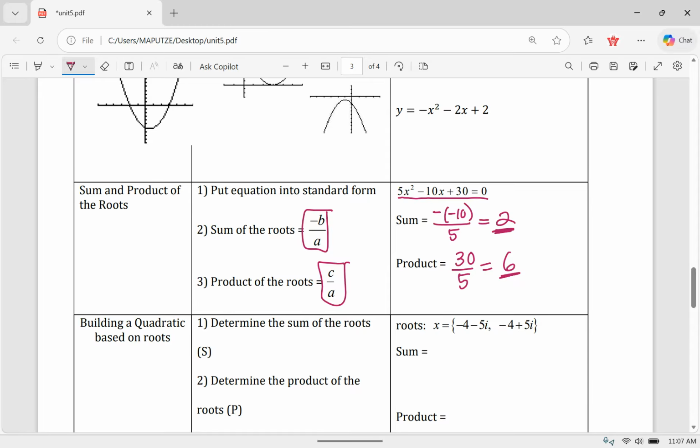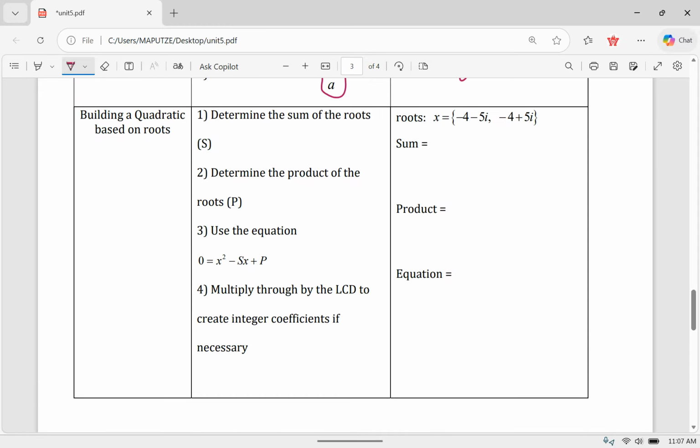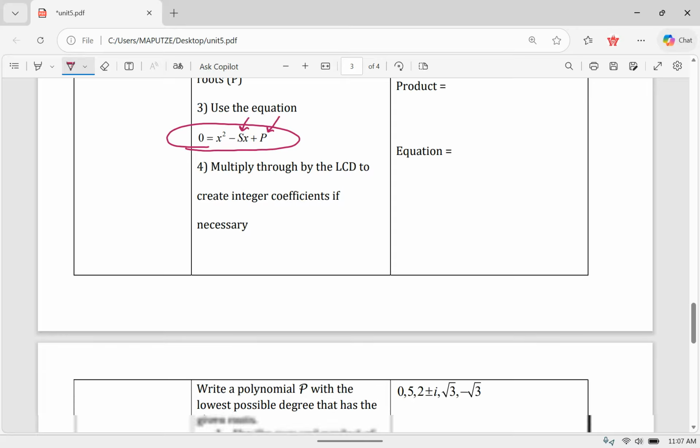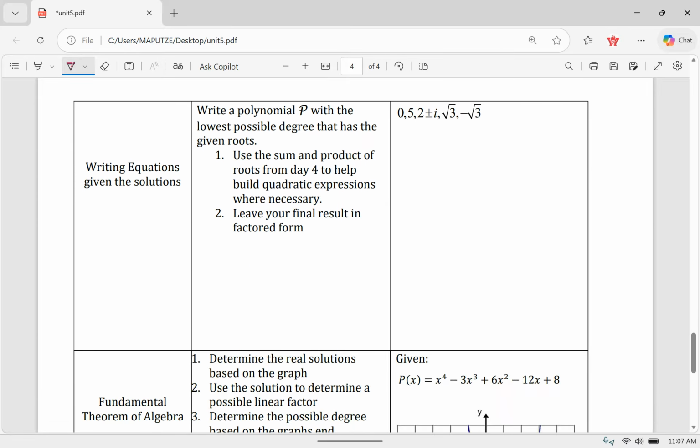All right, and then before we flip over, I just want to remind you of something. We're going to use this on the next page. We're going to build a polynomial, and when we do that, we will be building some quadratics, and that's going to go into this format: x squared minus the sum x plus the product. So when we flip over, we're going to see how that's going to help us.